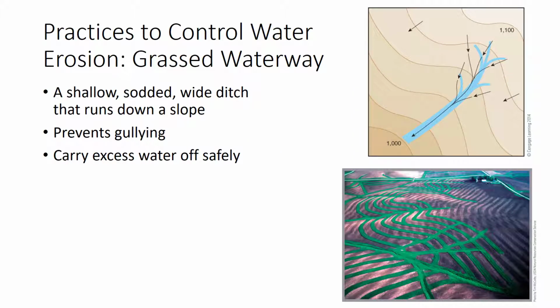A grass waterway is a shallow, sodded, wide ditch that runs down a slope. As shown in the top photo, water flow concentrates where opposing slopes meet. It is precisely in such places where a grass waterway may be installed. One of the waterways in the bottom photo illustrates this nicely. Since ephemeral gullies and gullies form here, grass waterways are a BMP for prevention of such gullying.